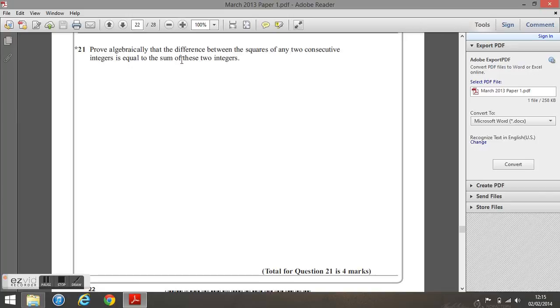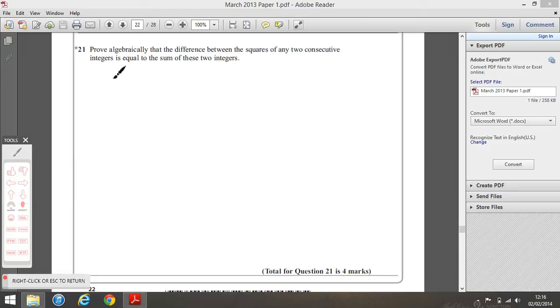Okay, so just notice the key words here. We have algebraically, which means algebra, so somewhere down the line we're going to have to use algebra, so symbols such as x or y, for example. We also have squares, so square numbers, consecutive integers, which is the numbers that are next to each other. So if I just underline these key words here, the squares of any two consecutive integers, and it's equal to the sum of these two integers.